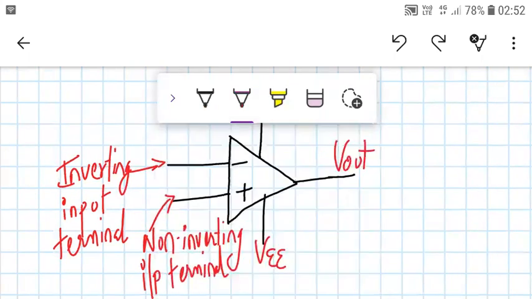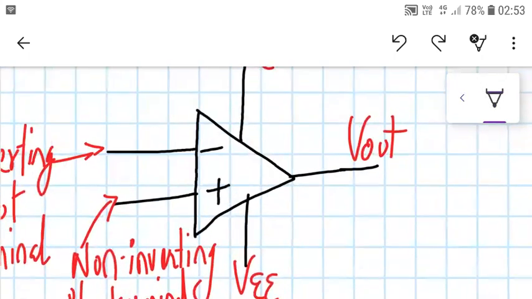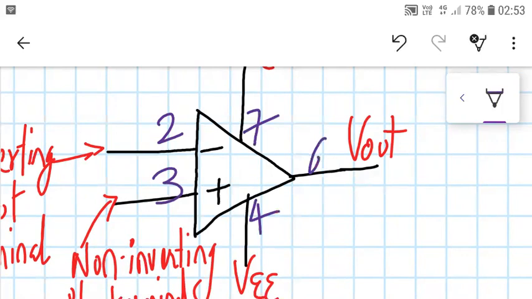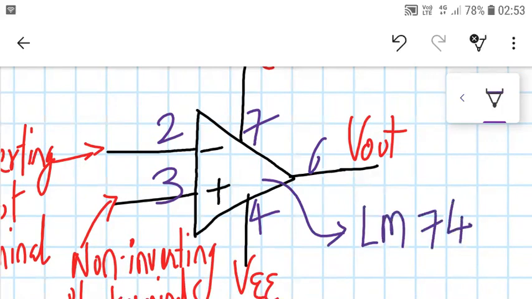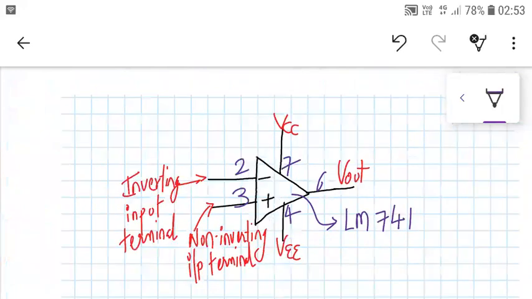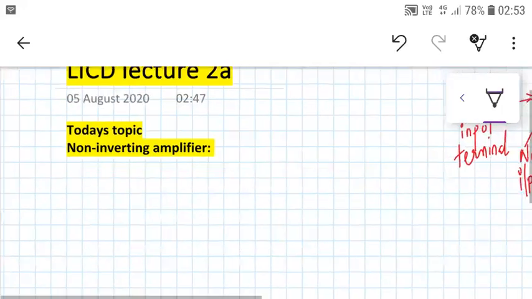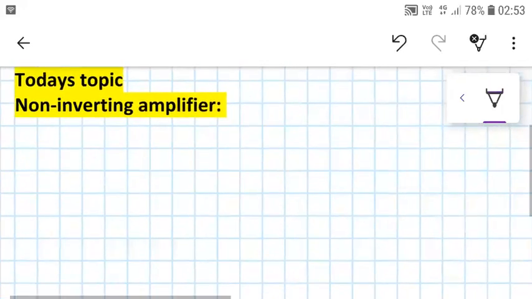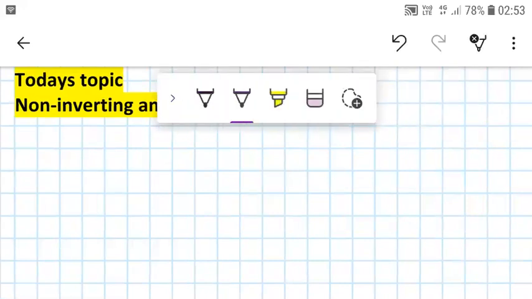And their numbers for the commercially available op-amp 741 are as follows: 2, 3, 7, 4, 6. This op-amp can be LM741, depending upon the manufacturer building the op-amp. Okay, so let us come back to our topic of non-inverting amplifier using op-amp. Let us start building up the circuit first.